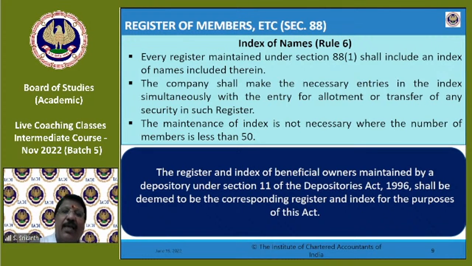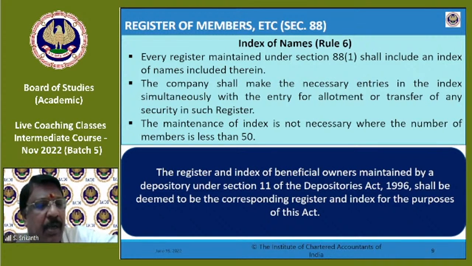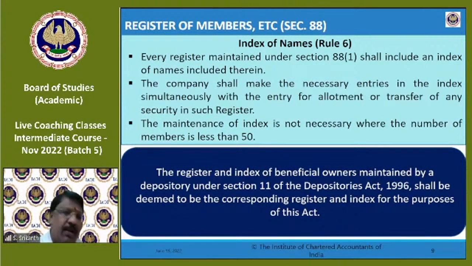Now, the register and index of beneficial owners maintained by a depository under section 11 shall be deemed to be the corresponding register and index. Suppose you are maintaining it in electronic form, as I told you, there is no problem at all. The share transfer agent or the depository participant will maintain it for you. They will see to it that it is in order.